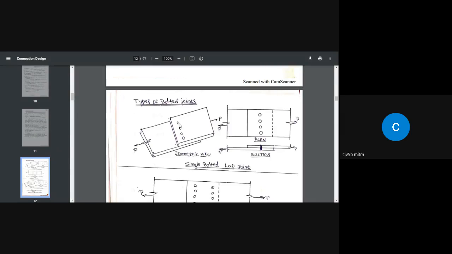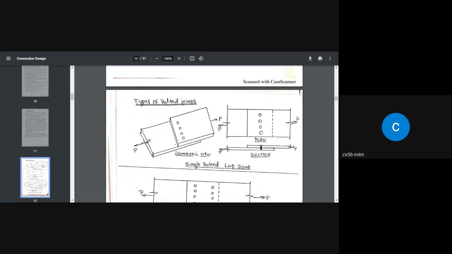Why do we say single bolted? Because there is only one line of bolts. That line we are going to measure perpendicular to the direction of the applied force. This is the direction, and we are applying the force P. And this is the line which is perpendicular to the application of the force. If you look here at the plan, P is this and this is the line. Along this line, the bolts are located along only one line.